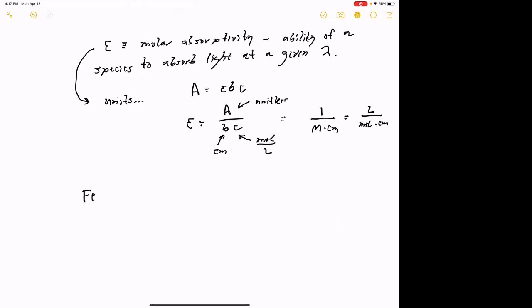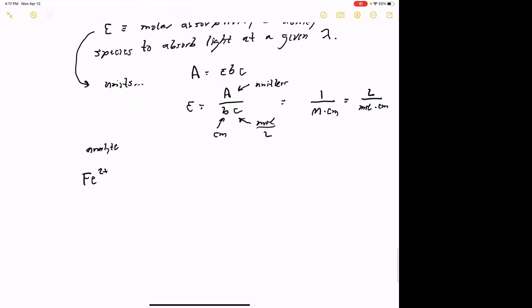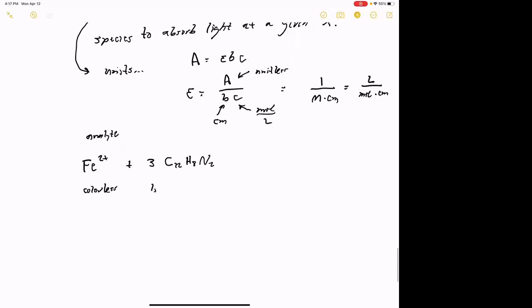I mentioned to you that our analyte is iron 2+. The other thing I mentioned to you is that it is colorless. Not very useful to us if we're doing visible measurement. So here's what we're going to do. We're going to put a ligand in there. And the ligand we're going to use has the formula C12H8N2. Okay? It's actually called 1,10-phenanthroline. It's an organic ligand.